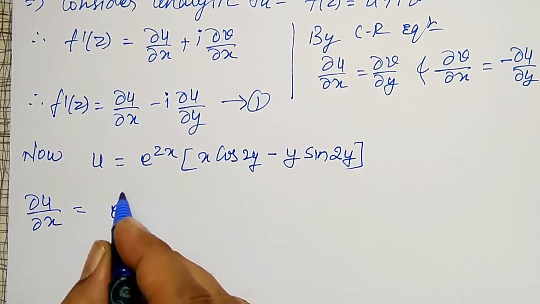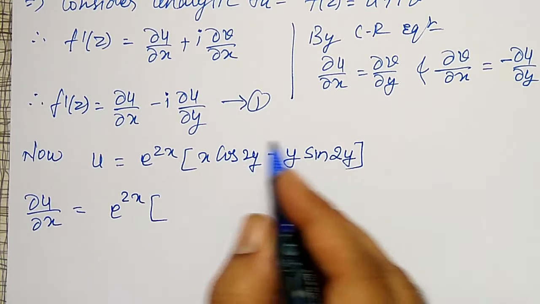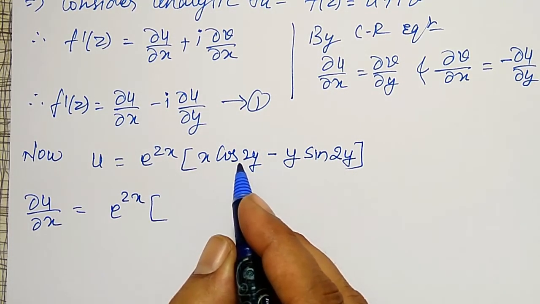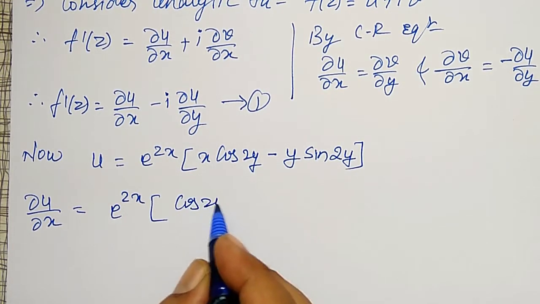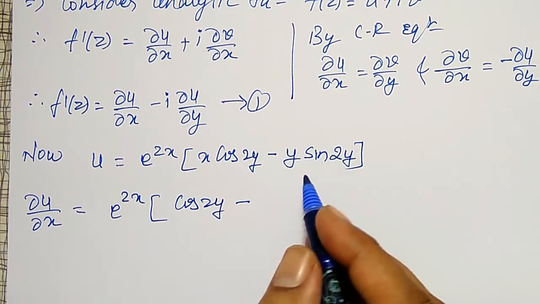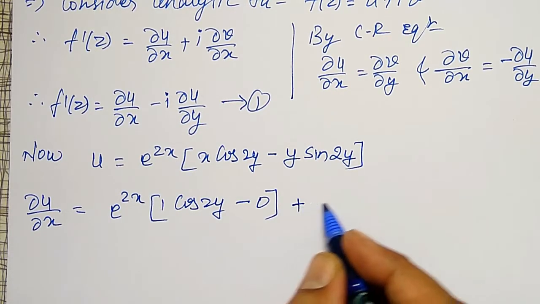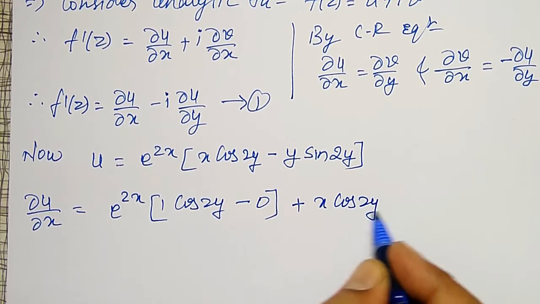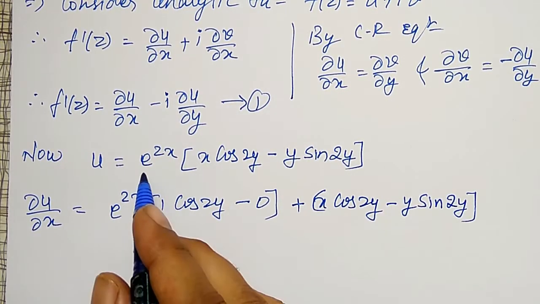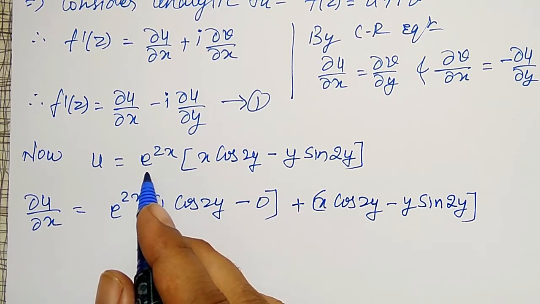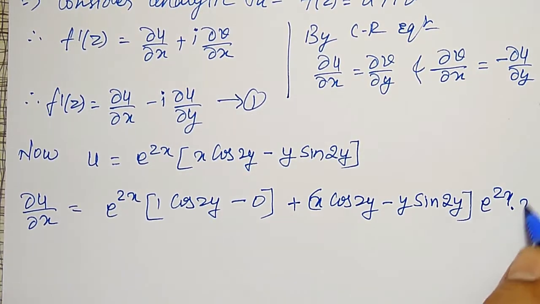Therefore, I will write it as e to the power 2x into the partial derivative of this with respect to x. While differentiating partially with respect to x, x into cos 2y: the partial derivative of x is 1, cos 2y is a constant, so cos 2y, minus, but here no x term is there, 0, plus x cos 2y minus y sin 2y into the partial derivative of e raised to 2x with respect to x, which will become e raised to 2x into 2.